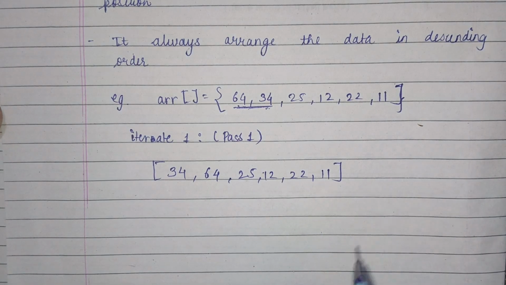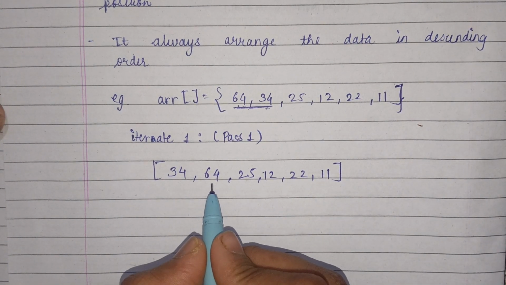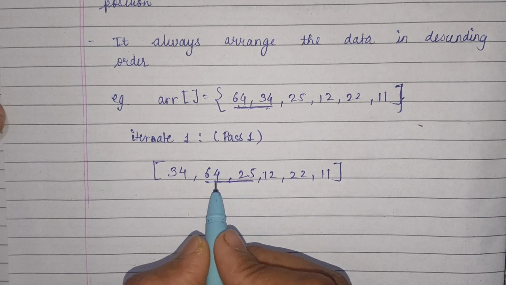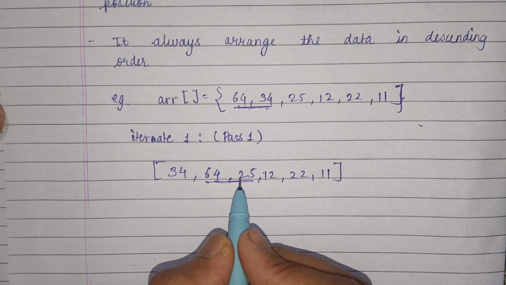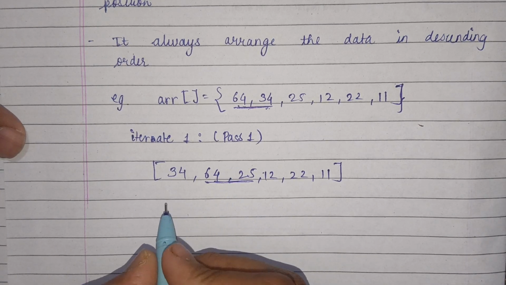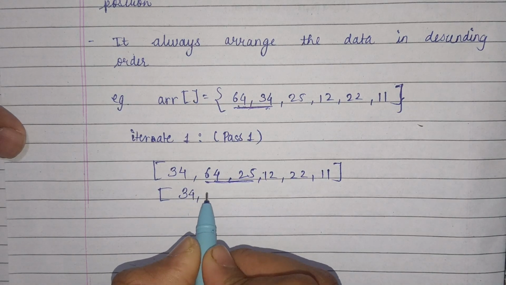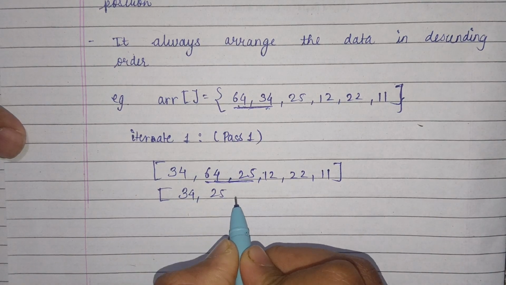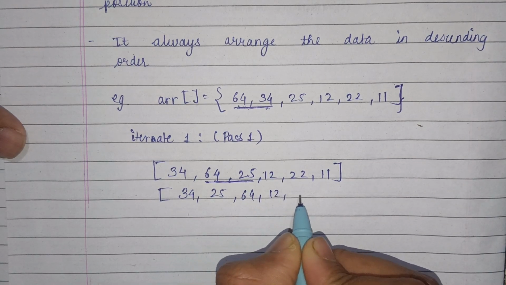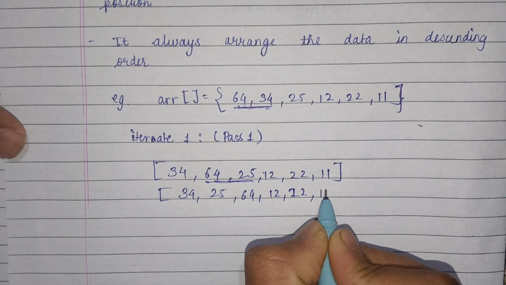Now 64 and 25 will be compared. 64 is greater than 25, so it will swap the positions. The array will be 34, 25, 64, 12, and the rest of the elements will be the same.